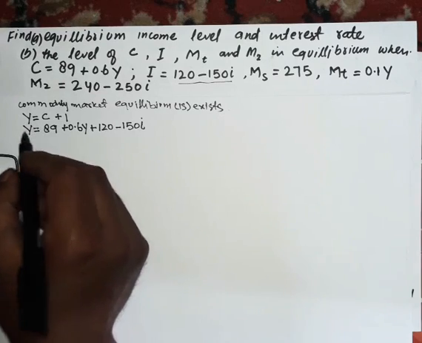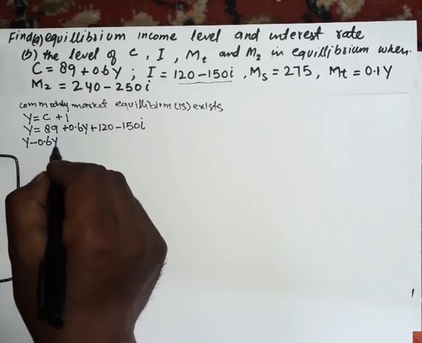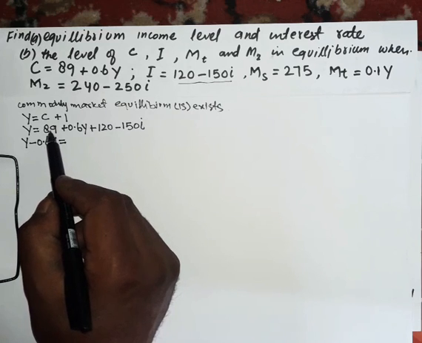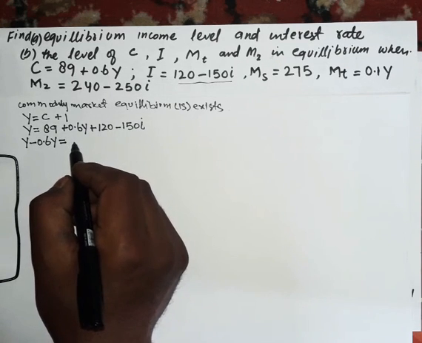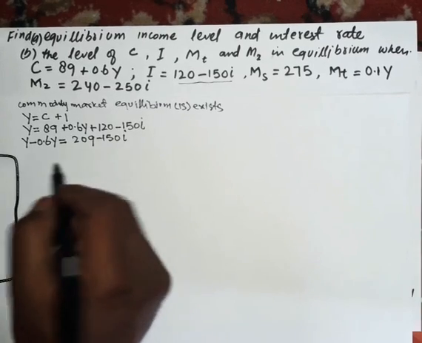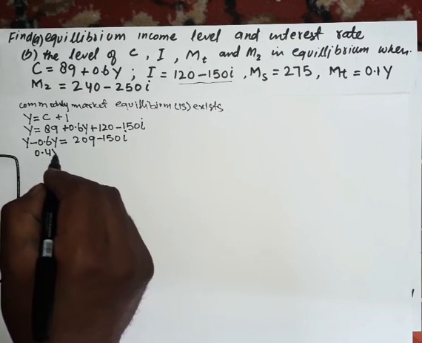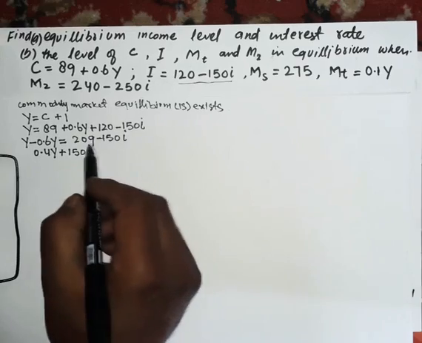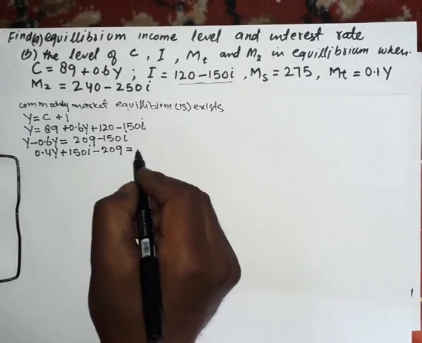Now solving for Y, 0.6 Y we will transpose, this will become 0 minus 0.6 Y. Also 89 plus 120 will become 209, minus 150 I. Now Y minus 0.6 Y will become 0.4 Y. Now minus 150 I, transposing, will become plus 150 I, and 209 when transposed will become minus 209, that equals 0.